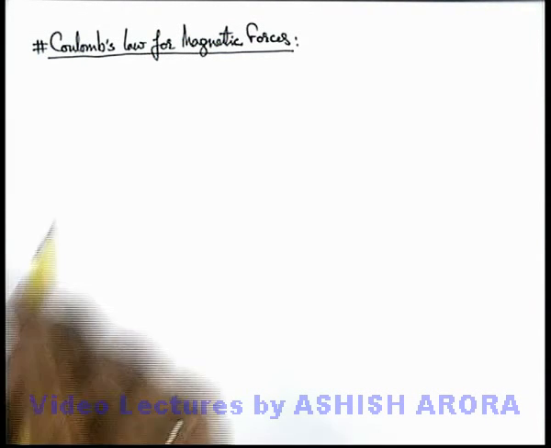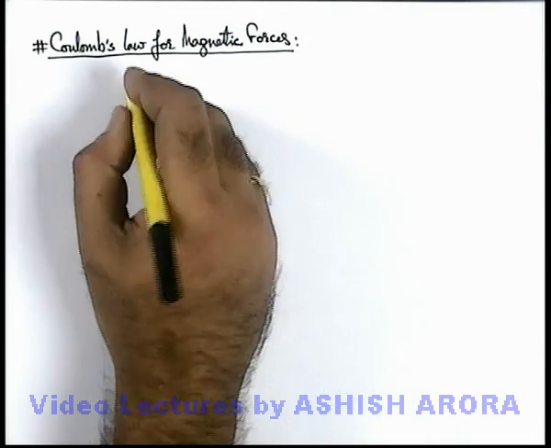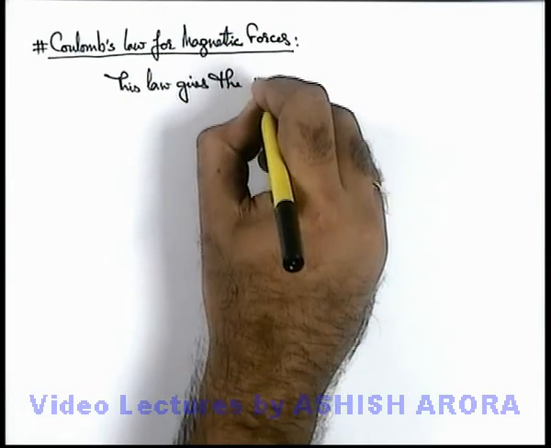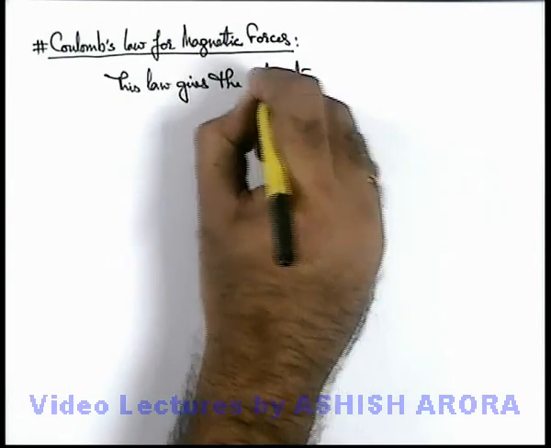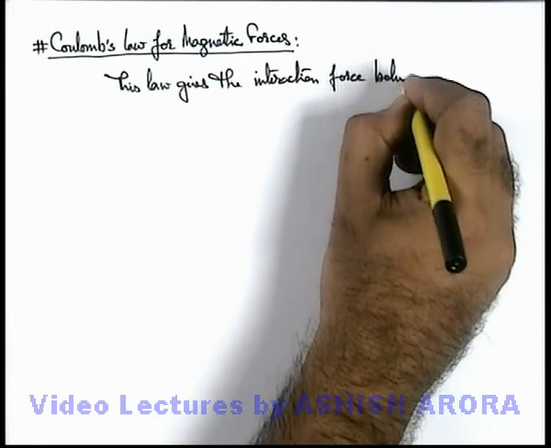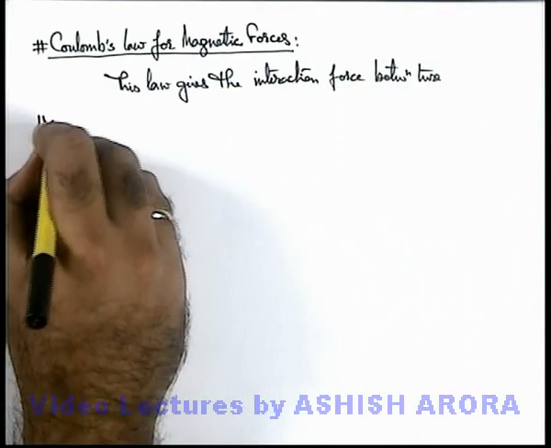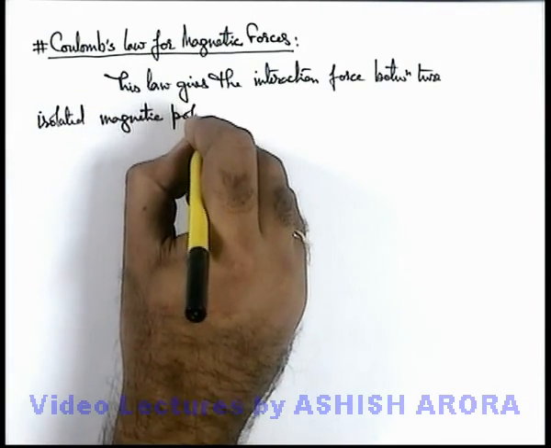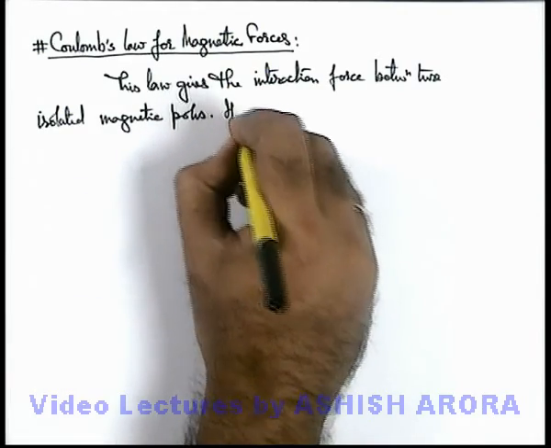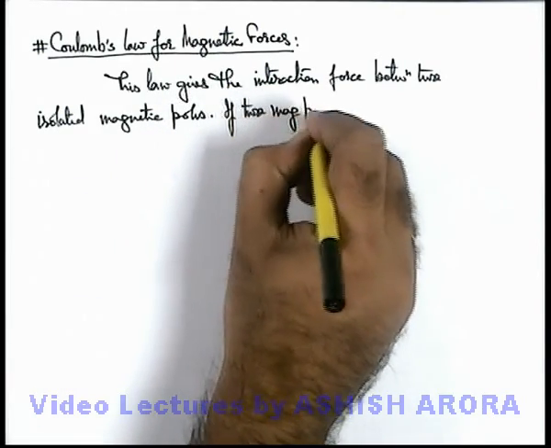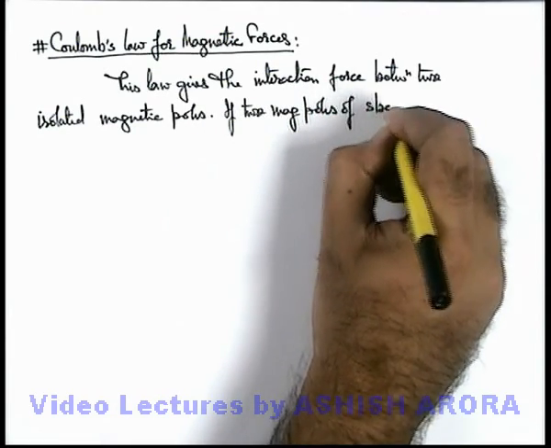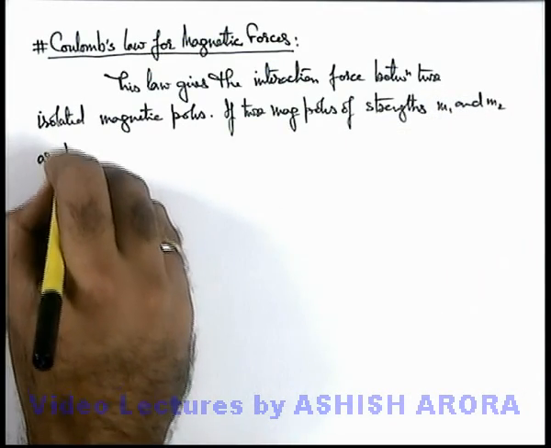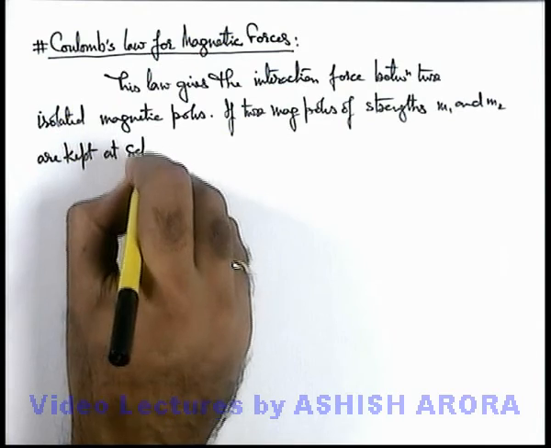Let us now study the Coulomb's law for magnetic forces. About this law, we can state that this law gives the interaction force between two isolated magnetic poles, and here we can say if two magnetic poles of strengths M1 and M2 are kept at separation R, like this.